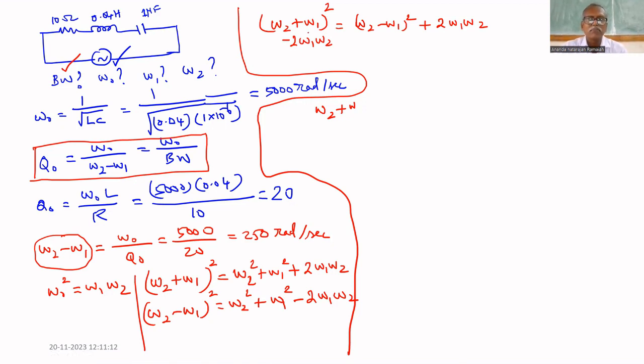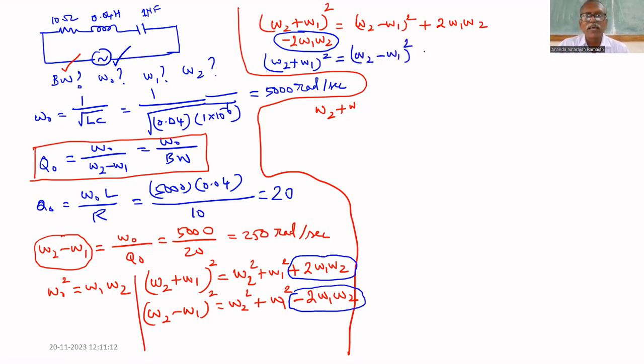So bring this to the right hand side. What you will get? Omega 2 plus omega 1 whole square equal to, here what is excess? 2 omega 1 omega 2 is excess. Here what is excess? Minus 2 omega 1 omega 2. That's why here we have to add, here we have to subtract. Then both sides will be equal. That is the idea. So omega 2 plus omega 1 whole square equal to omega 2 minus omega 1 whole square plus 4 times omega 1 omega 2.